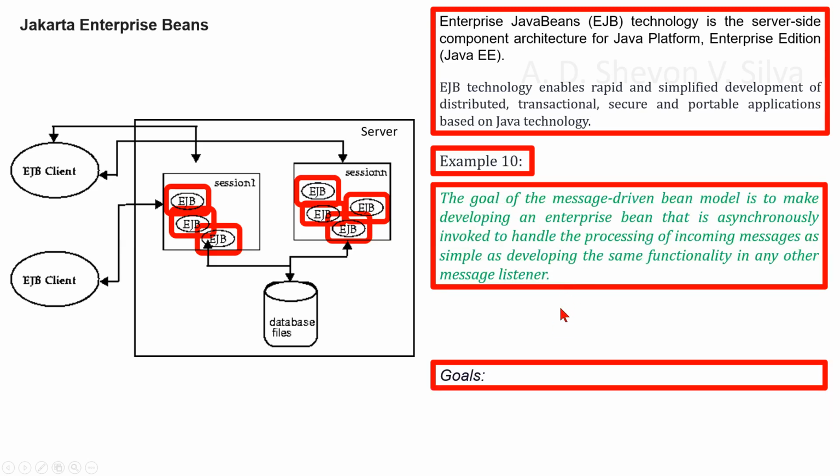The goal of the message-driven bean model is to make developing an enterprise bean that is asynchronously invoked to handle the processing of incoming messages as simple as developing the same functionality in any other message listener. The further goal of the message-driven bean model is to allow the concurrent processing of stream messages by means of the container providing pooling of the message-driven bean instances.